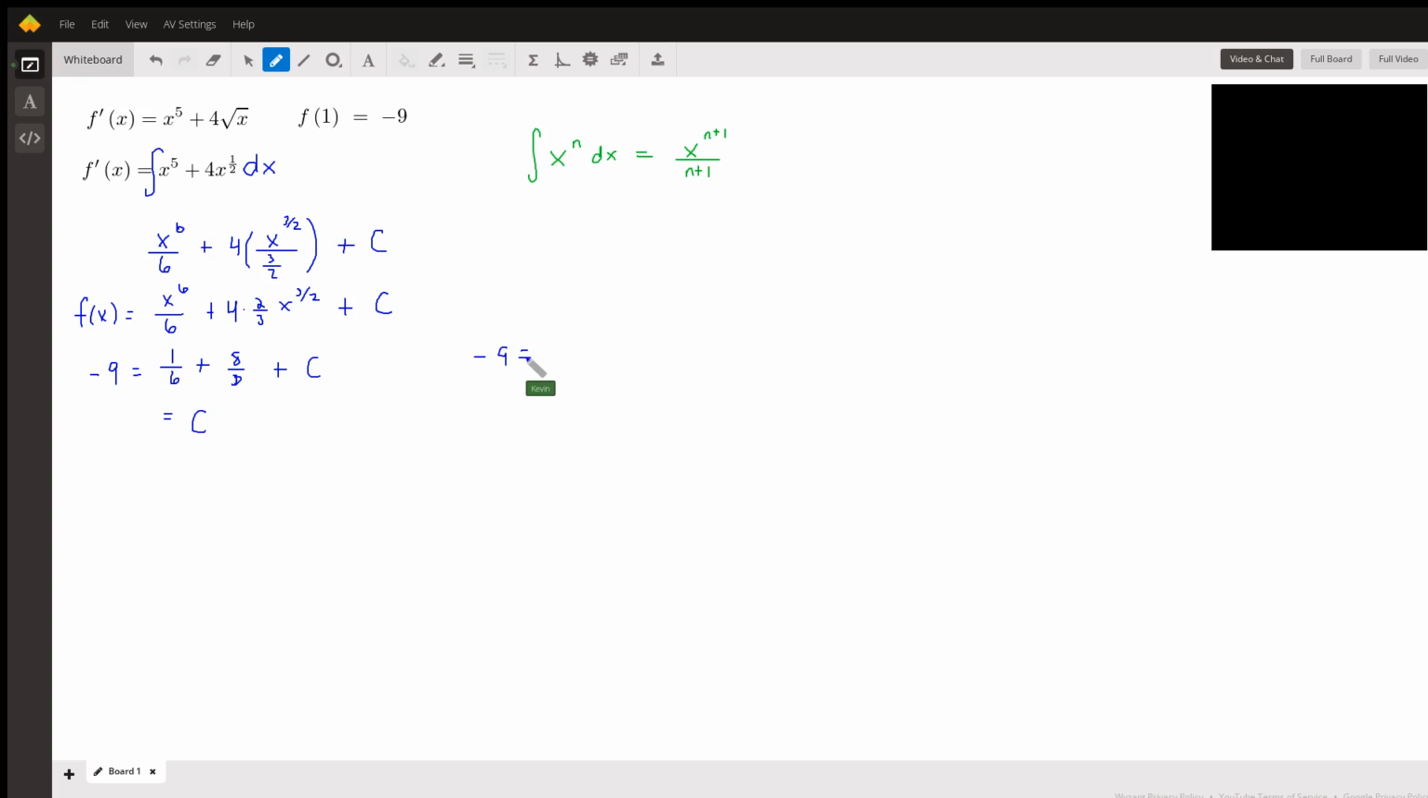So that's -9 equals 17/6 plus c. And if we subtract that to the other side, -9 would be -54/6 minus 17 would be -71/6. -71/6 equals c. So your answer should be your function x to the 6/6 plus 8/3 x to the 3/2 minus 71/6. And that should do it.